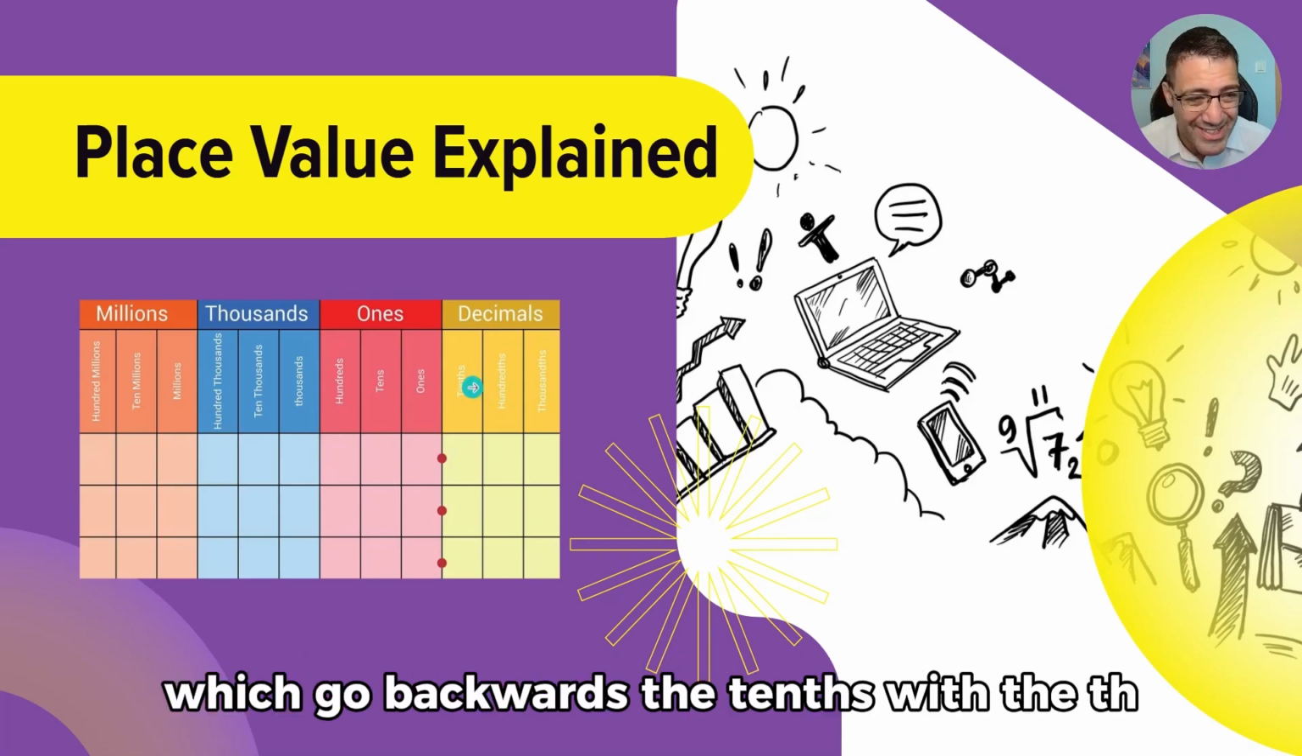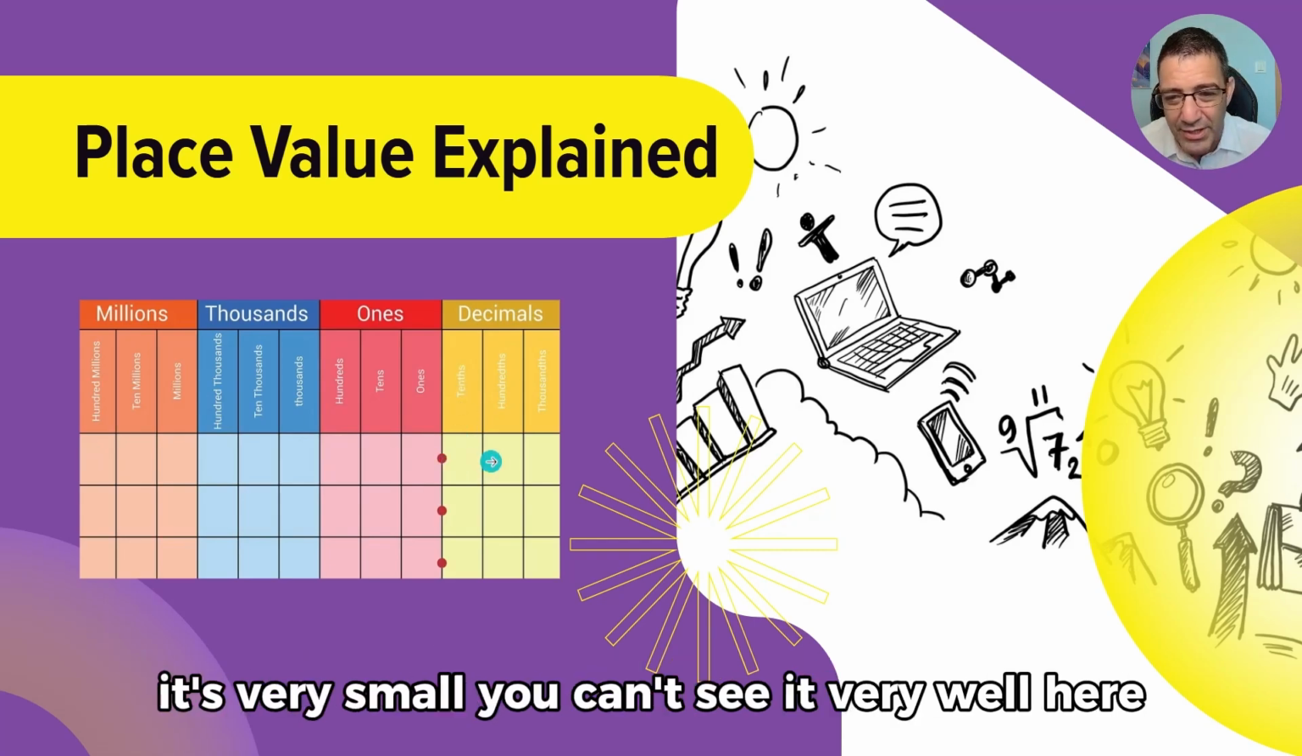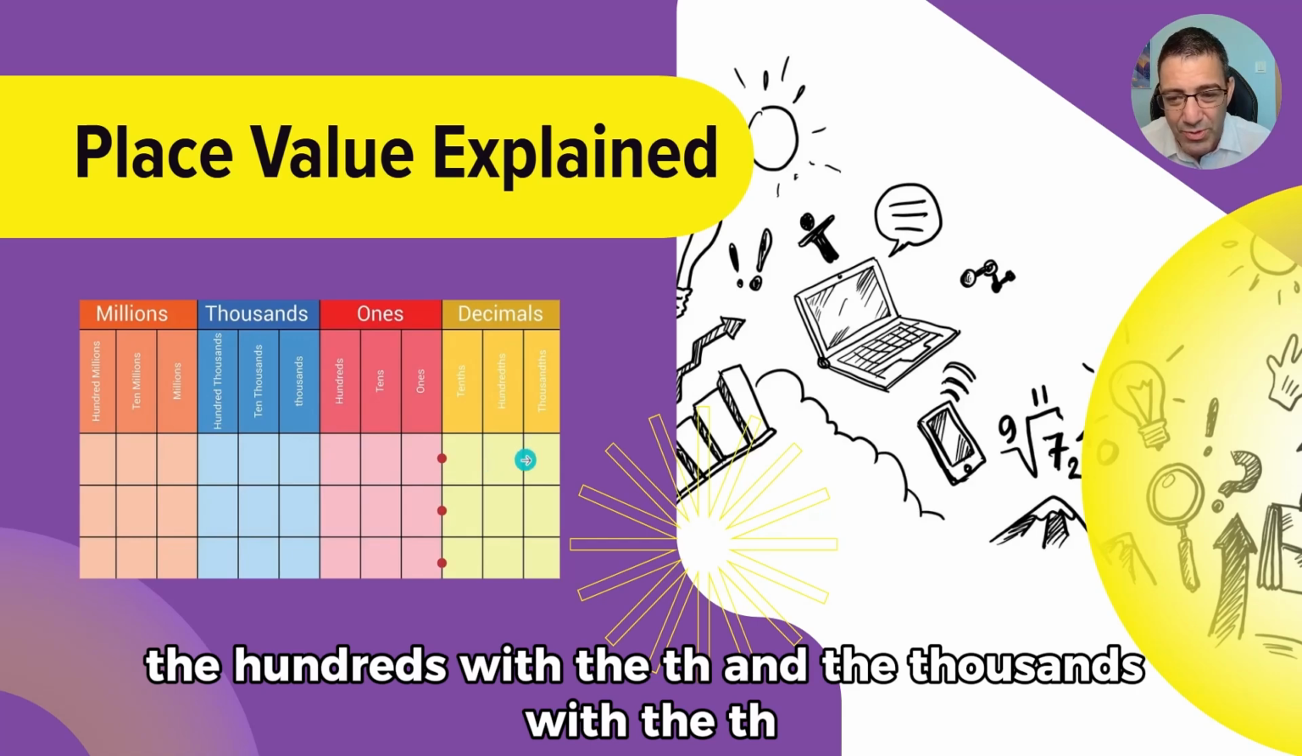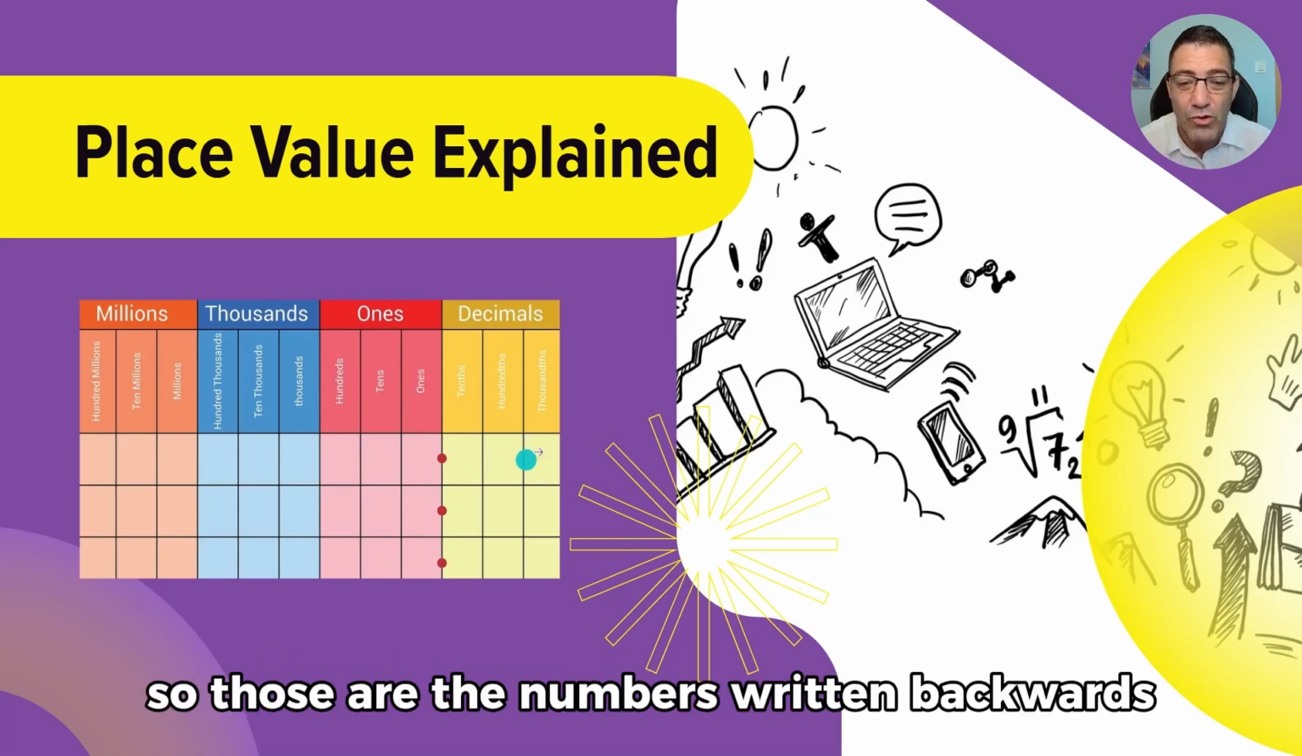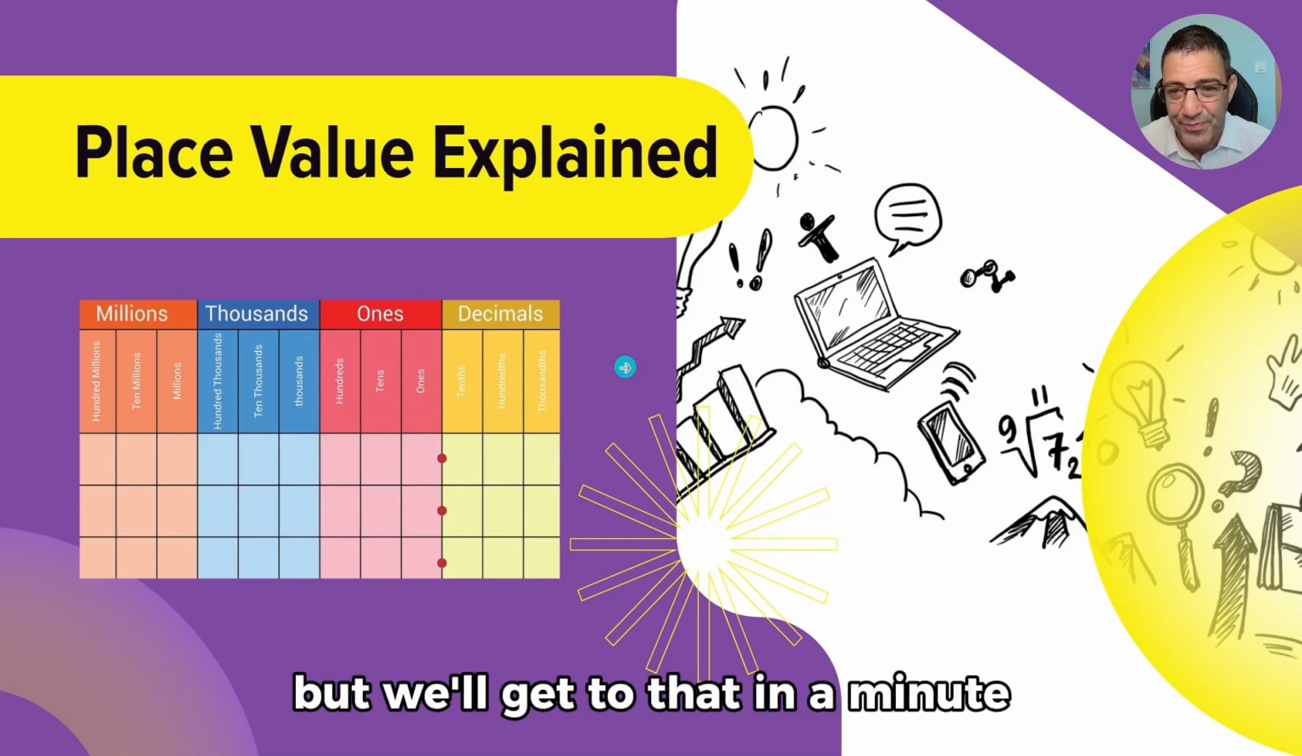The tenths with a TH, it's very small. You can't see it very well here. The hundredths with a TH and the thousandths with a TH. So those are the numbers written backwards, but we'll get to that in a minute.